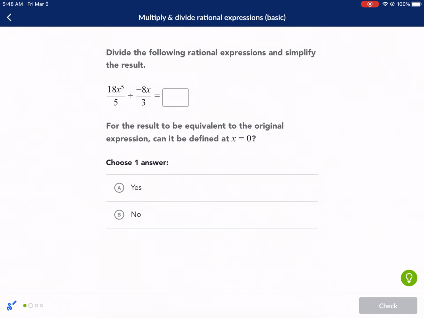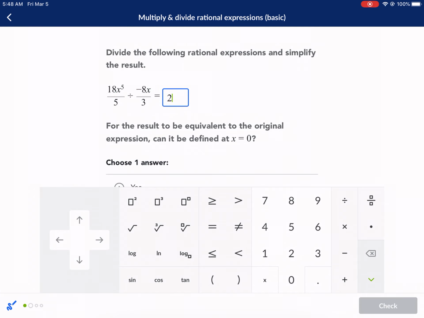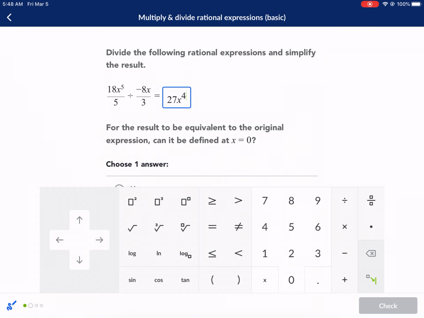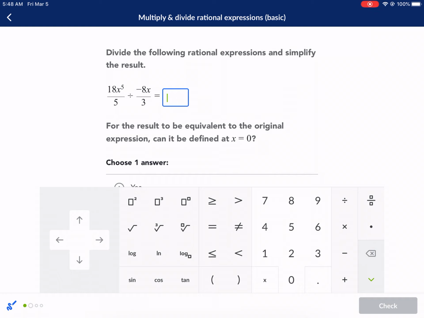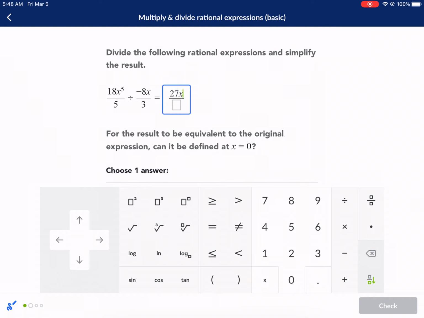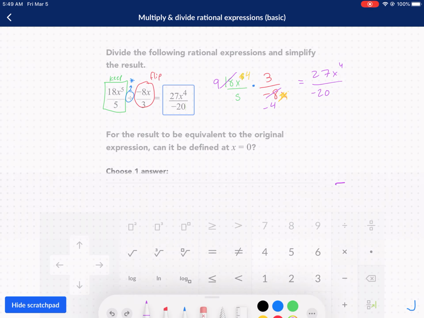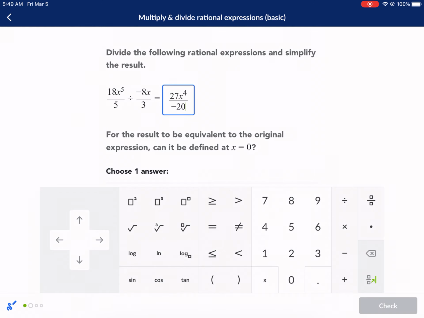Okay, so I need to write, I already forgot, 27x to the 4th. Oops, I forgot to put this in a fraction. There we go. So 27x to the 4th over negative 20. Double check it. Looks good.